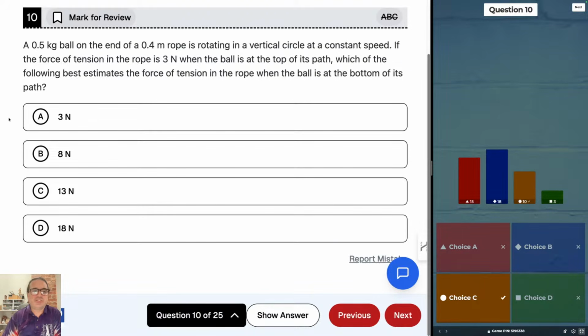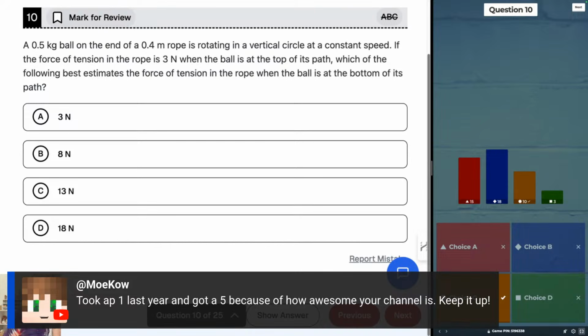All right. Answer C is correct. So I got a couple comments I do want to talk about real quick. Mo Cow, I'm glad you got an 8. You got a 5 on AP Physics 1. I'm so glad you used my videos. That's awesome. Thanks for that.